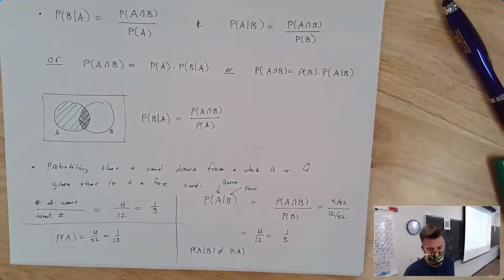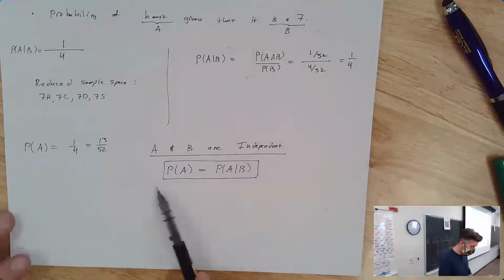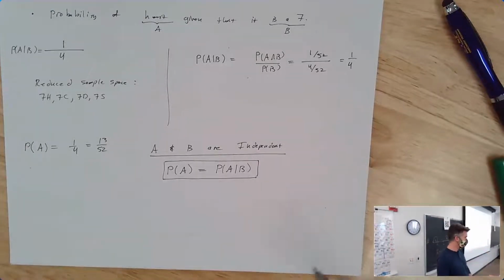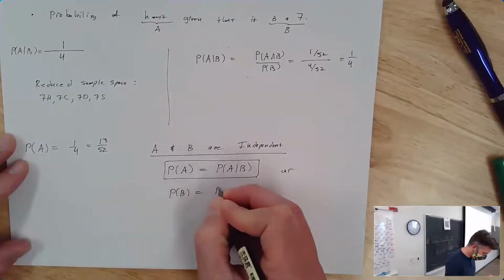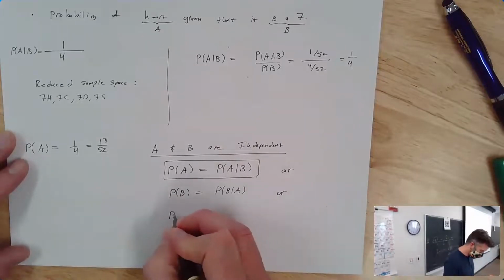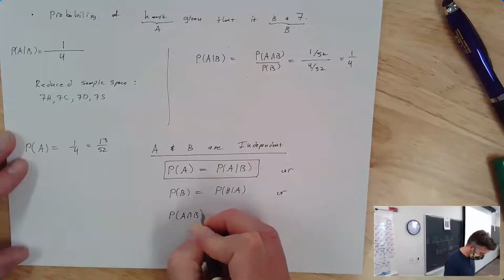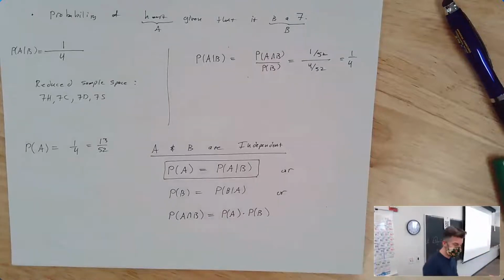How could we tell with a given problem? It's not always super clear. What I will say actually is this is how we check. So if someone ever asks you, are these two things independent? This is one way of checking. Is this probability equal to that probability? There's 2 other versions of this. You can also check the probability of B is equal to the probability of B given A, or you can check that the probability of A intersect B is equal to the probability of A times the probability of B. These are all ways of showing that 2 events A and B are independent.